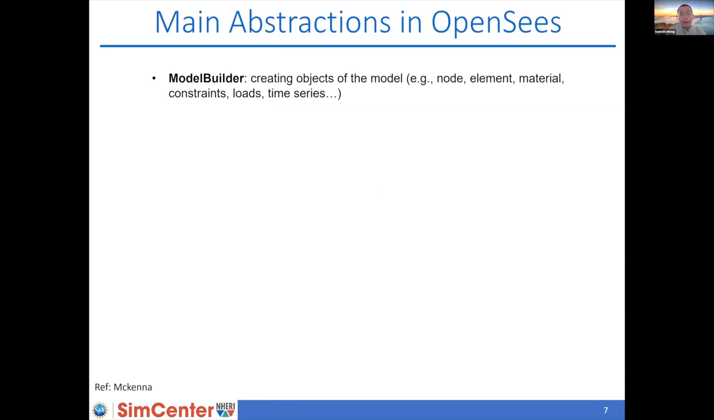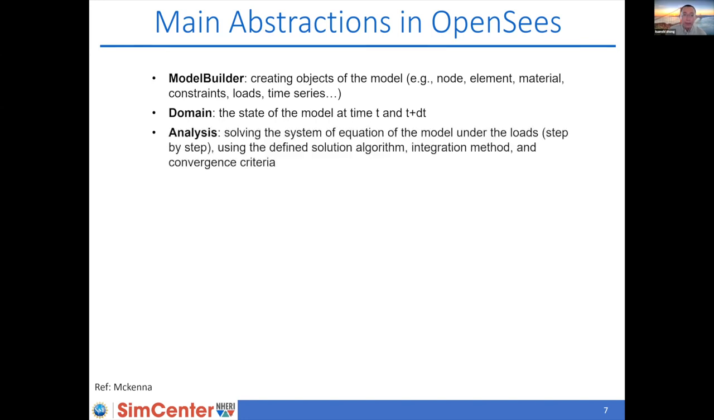I just want to quickly mention the main abstractions in the backend of OpenSees itself. OpenSees has four major components. The first one is the model builder, where users can create objects of the model, for instance the nodes, elements, materials, constraints, boundary conditions, loads, and the time history of external loads to be applied on the building. Then there is a domain to temporarily store the current state of the model at time t, and then advance to the next step. And then the analysis module, solving the system of equations of the model under the external load step by step, using the defined solution algorithm, integration methods, and convergence criteria, as well as other testing criteria.